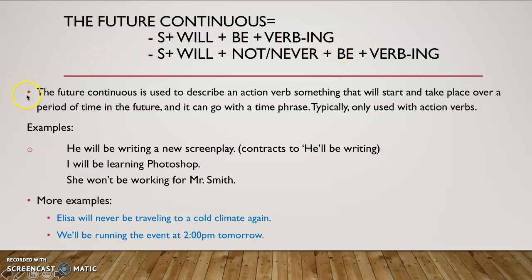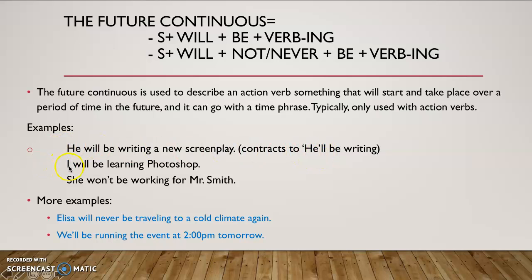So the future continuous is used to describe an action verb, something that will start and take place over a period of time in the future, and it can go with a time phrase. Typically only used with action verbs, okay? Remember, those continuous tenses are more suitable to actions. Let's look at a few examples. He will be writing a new screenplay. And typically when you're saying it, you would contract the he with the will, so it would sound like he'll.